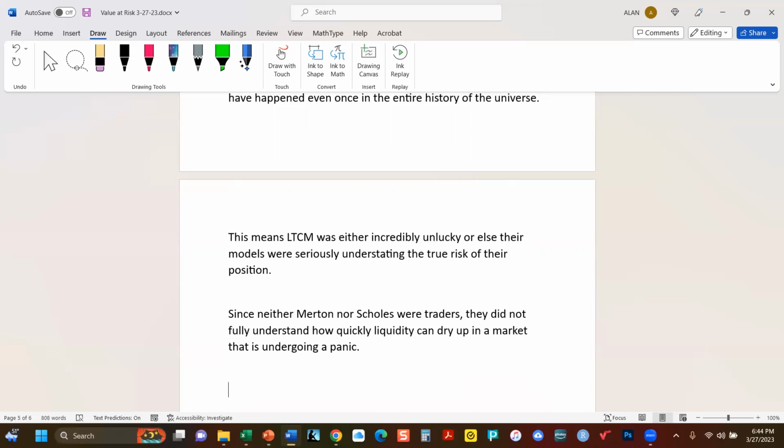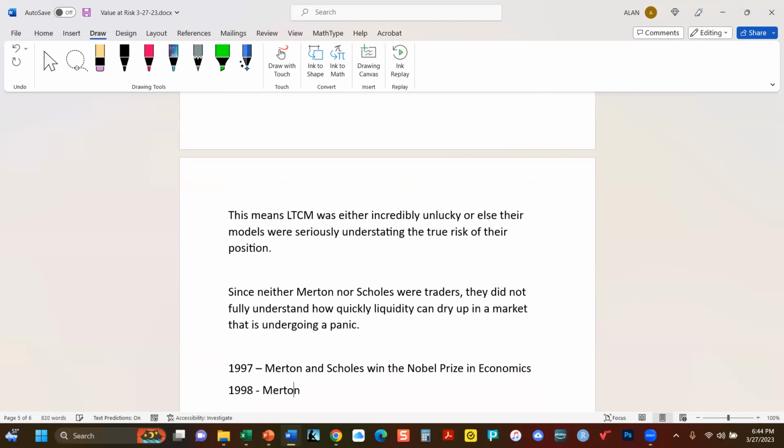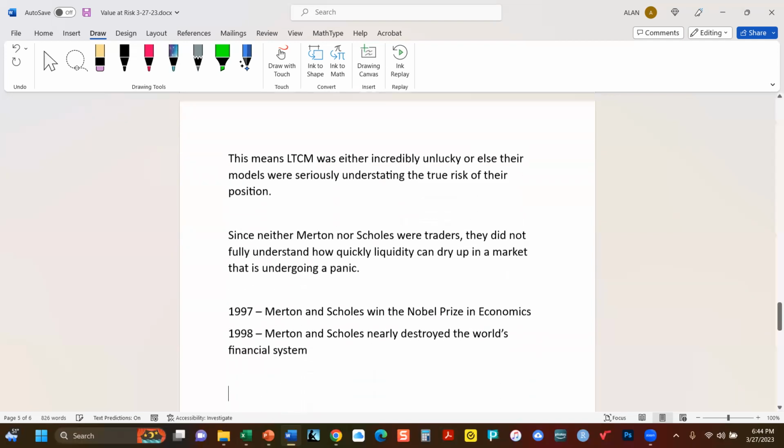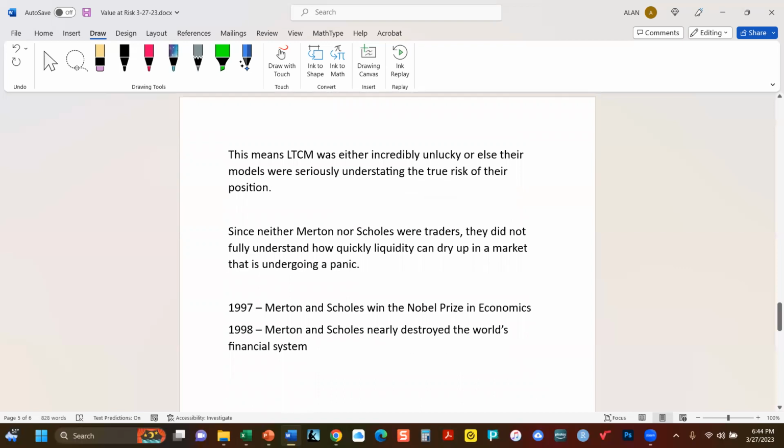So the ironic thing about all this is that in 1997, Merton and Scholes win the Nobel Prize in economics. And in just 1 year later, Merton and Scholes nearly destroyed the world's financial system. So that just shows you, well, sometimes you're up and sometimes you're down.